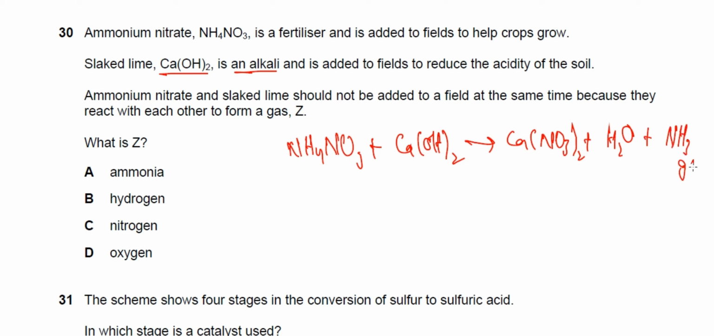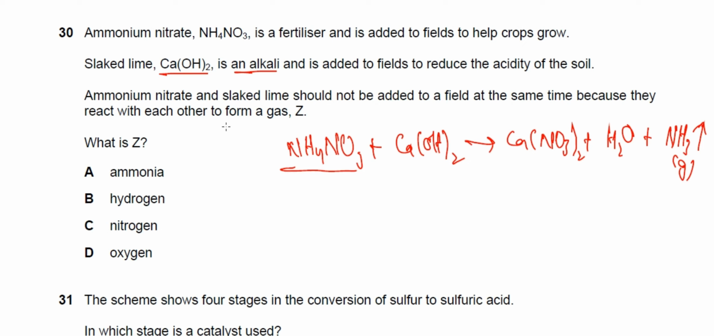So this will lose and remove the nitrogen from the soil. Why are we adding this fertilizer? To give nitrogen to the soil, so that it can act as a fertilizer. Why were we adding calcium hydroxide? To reduce the acidity of the soil. But if they start reacting with each other, they will not do their primary work.